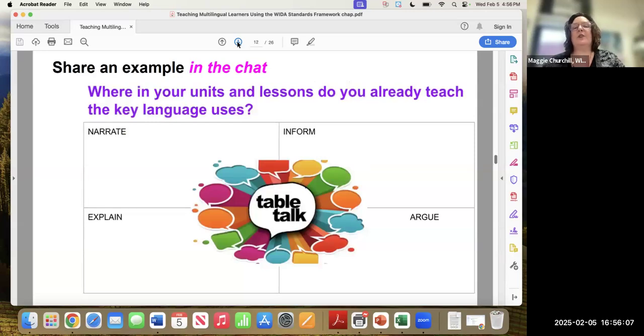So, if you could drop in the chat, what is a place where you already teach one of these key language uses? And maybe it's even in a unit you're currently teaching. What am I doing right now? We're doing a unit on myths. And so there is narration, right?